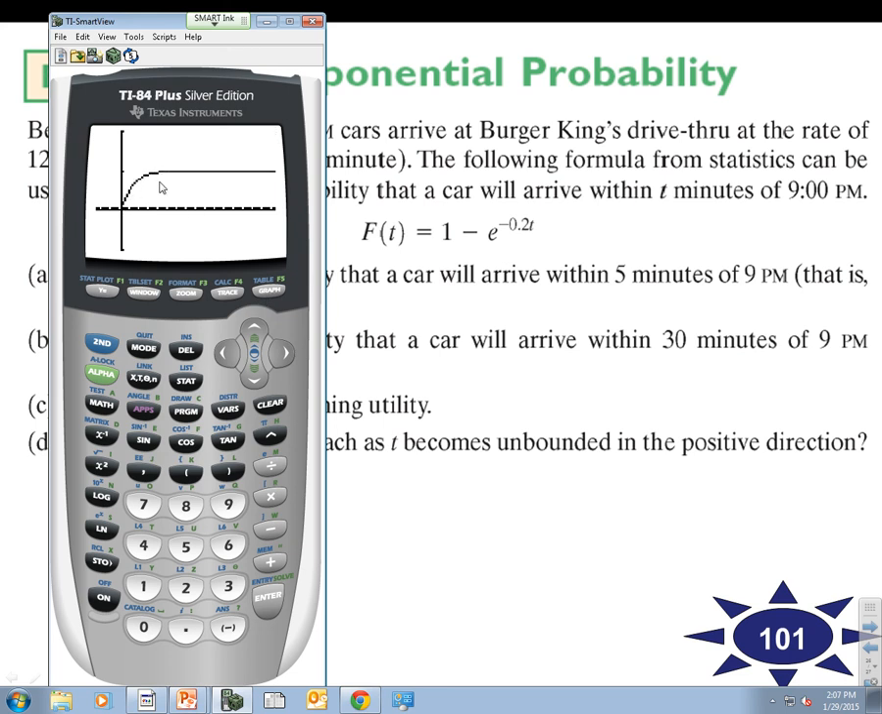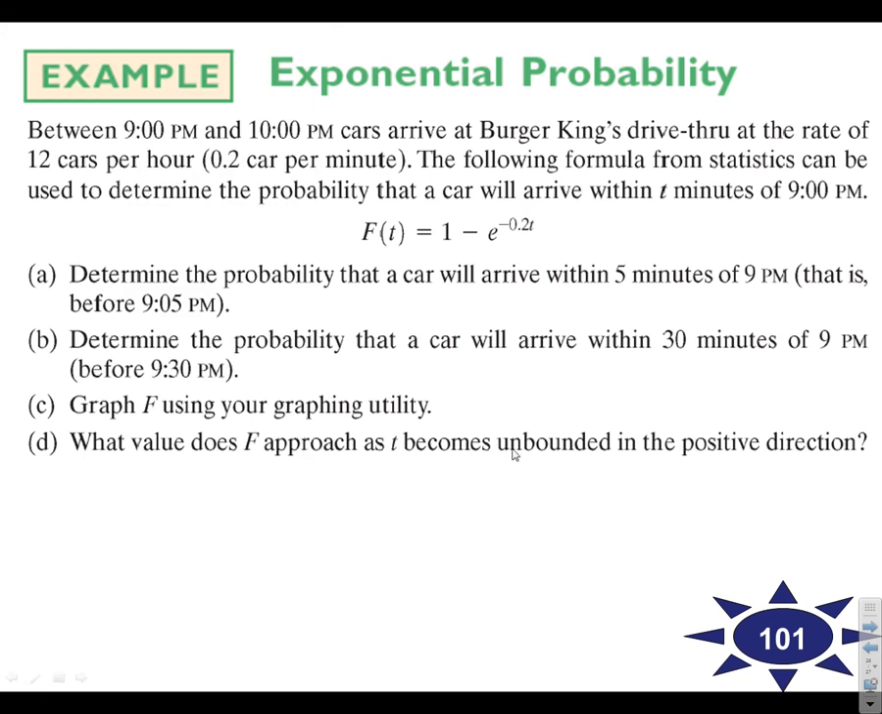So you can see really quick, this was the 30-minute mark, right? At 30 minutes, it was like 99% chance that you would get somebody to show up, right? And so what happens as t becomes unbounded in the positive direction? That means as t becomes really, really big, then we get to 1. There's a 100% chance that eventually a car will show up.